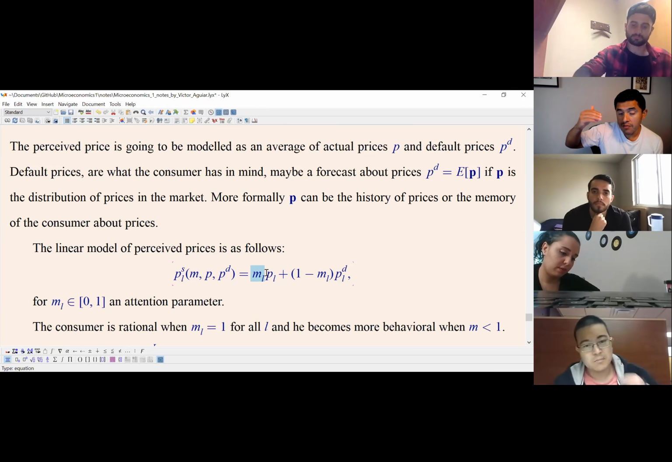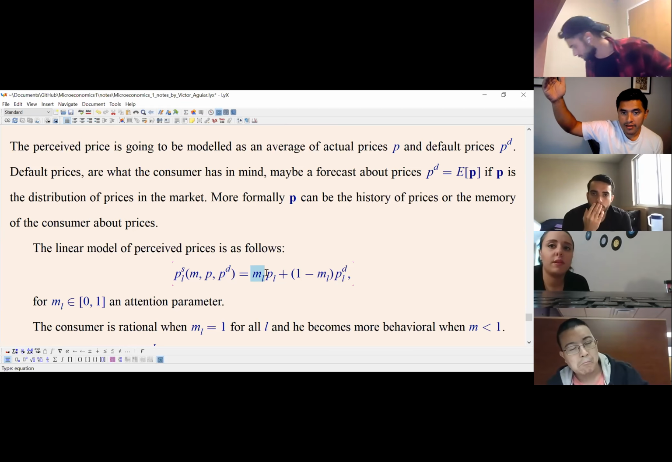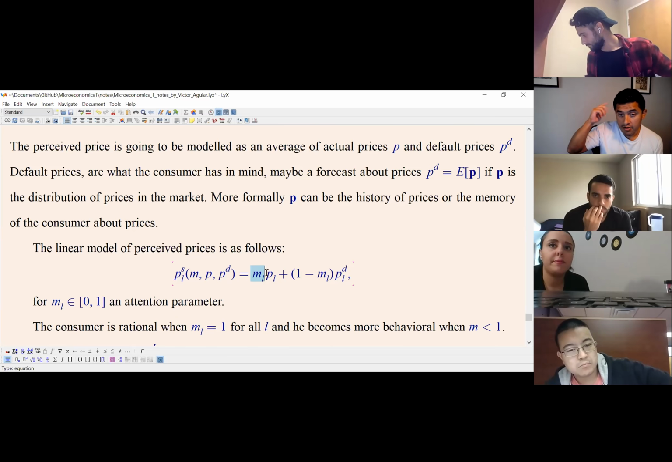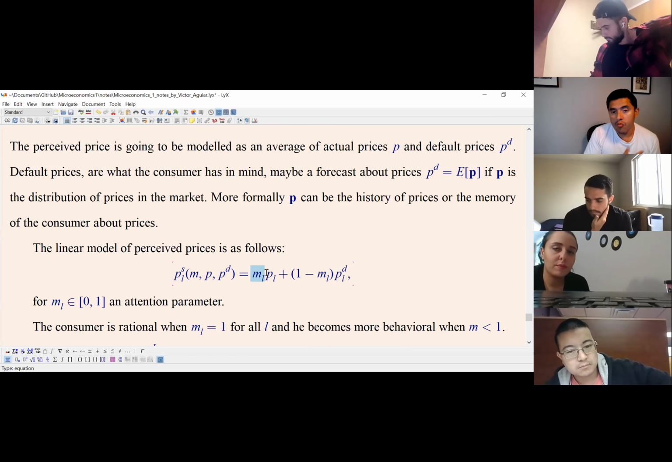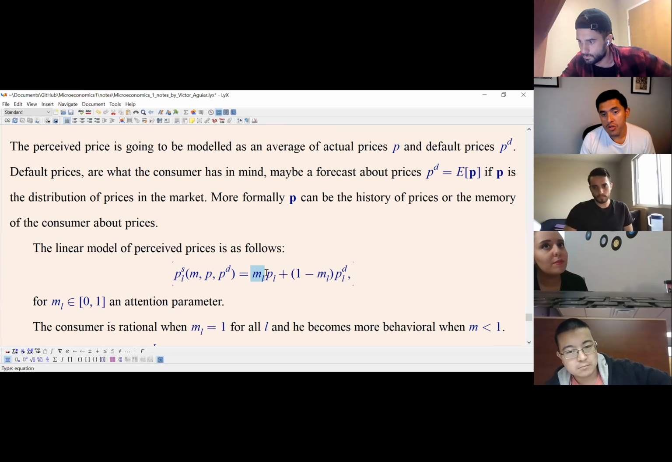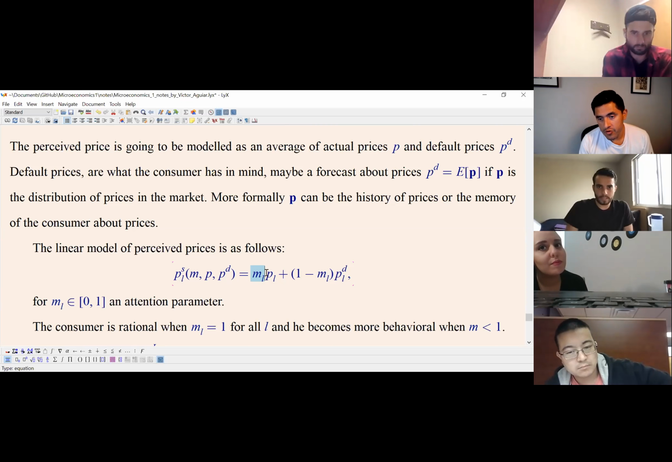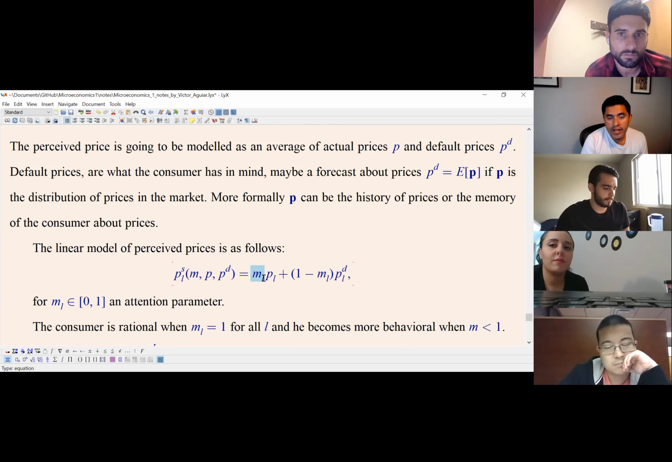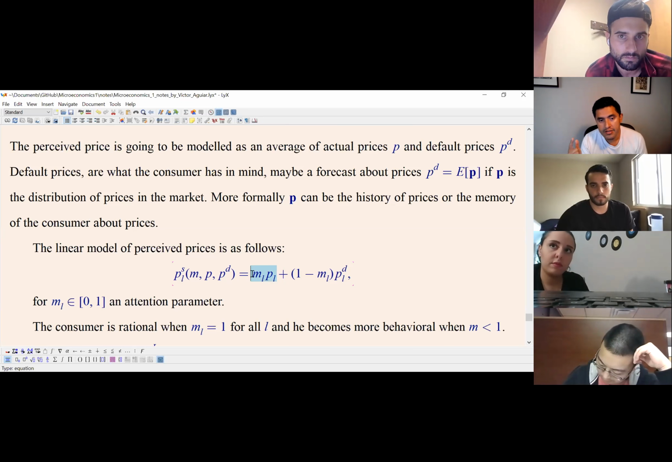Say tomorrow they increase the price instead to $1.20, and my default is $1. With this parameter, say for instance M is 1/2, 0.5, my attention parameter. So what will be the psychological price? It's the average of the two, so $1.10, you see? When M is equal to 1/2, you're just having an average; otherwise it's a weighted average. If M is equal to 1, you're rational because you exactly perceive the true price.